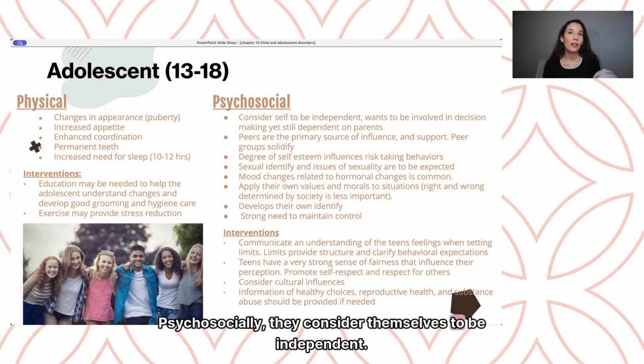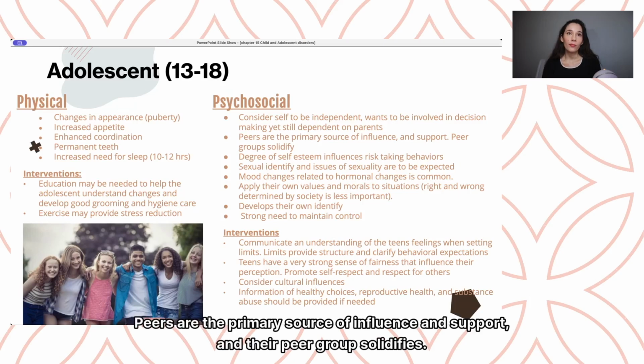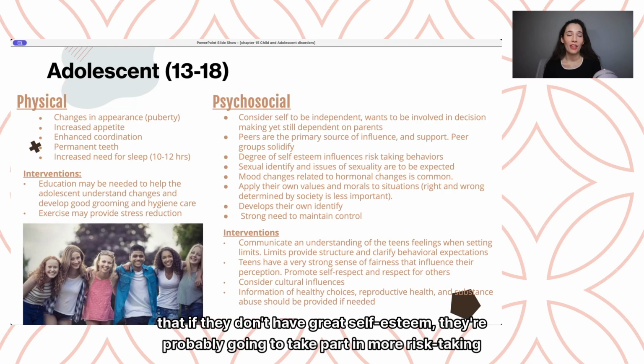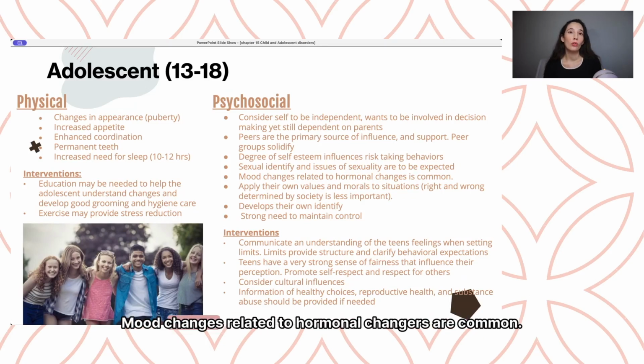Psychosocially, they consider themselves to be independent. They want to be involved in decision-making, yet they're still dependent on their parents. Peers are the primary source of influence and support, and their peer group solidifies. Degree of self-esteem influences their risk-taking behaviors, which is very interesting, I think, meaning that if they don't have great self-esteem, they're probably going to take part in more risk-taking activities. Sexual identity and issues are to be expected. Mood changes related to hormonal changes are common.